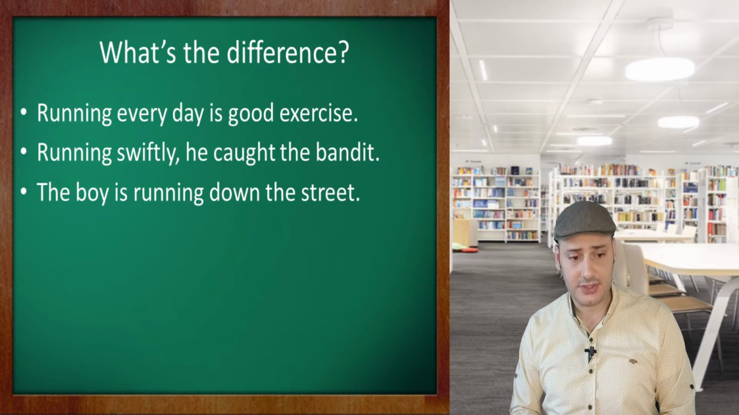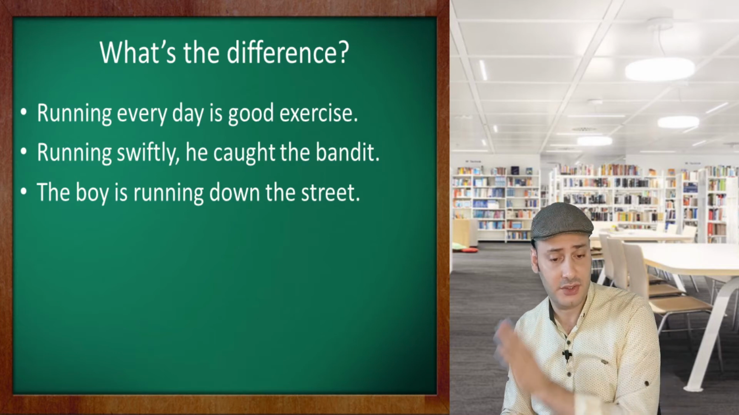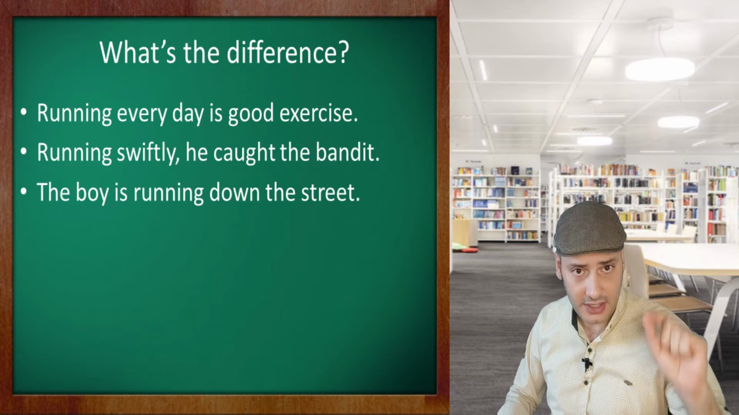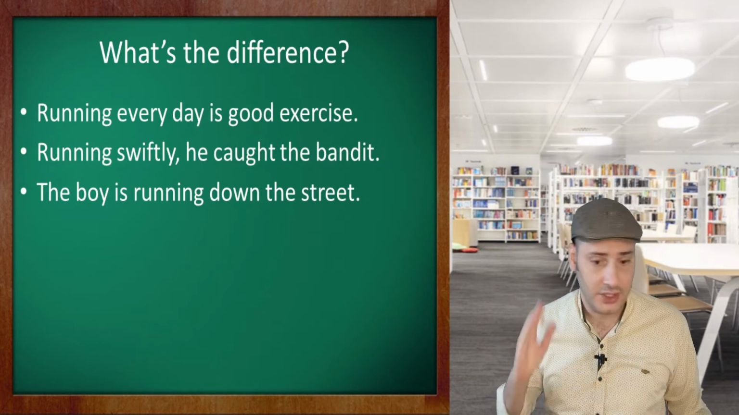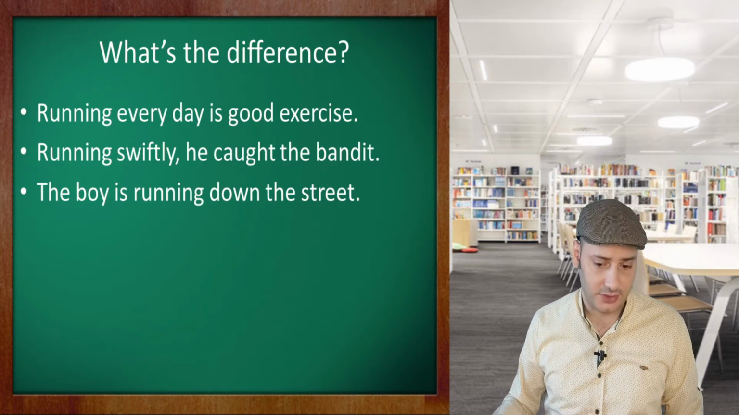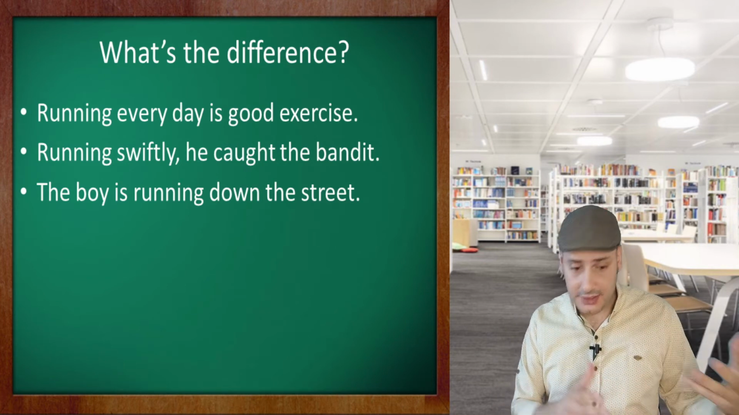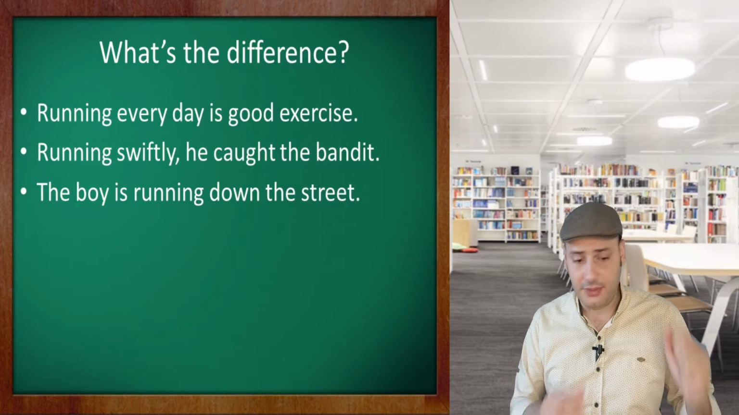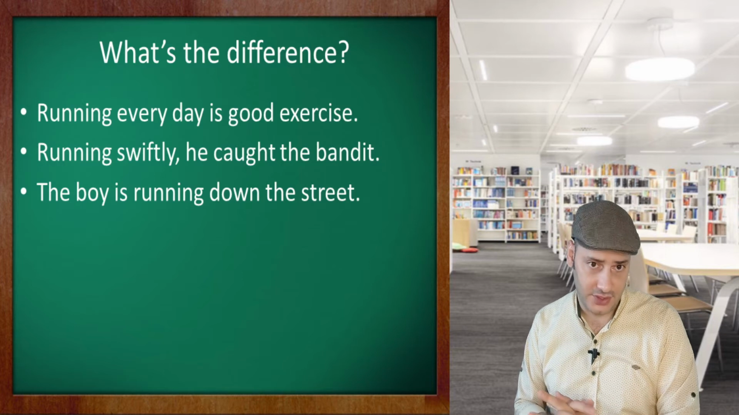And sometimes students think, for example, about sentence number 1, running every day is good exercise: Teacher, it is in the present continuous because we have running and is. But the answer is no, it's not in the present continuous. Running here is a noun. Running swiftly, he caught, running here is an adjective. And the boy is running, here running is a verb, the verb of this sentence.